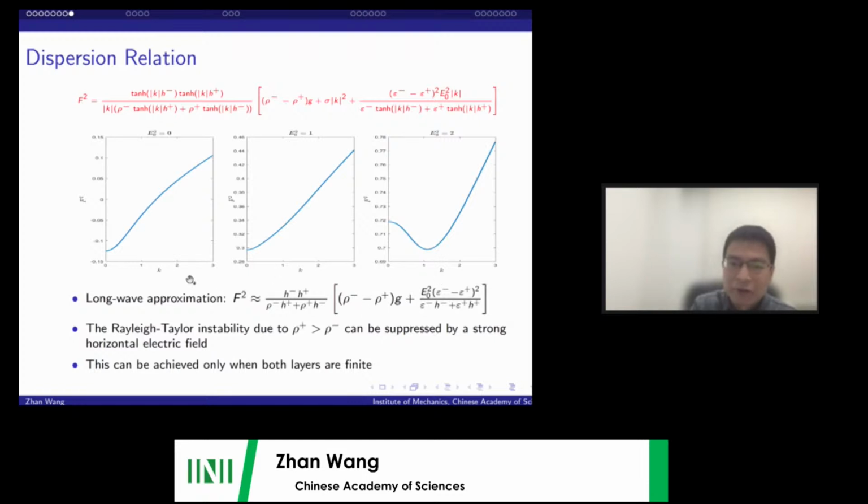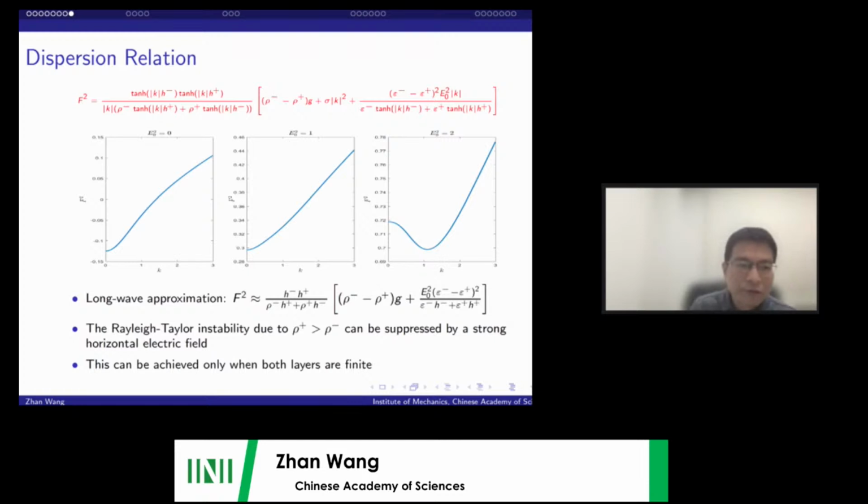The electric field can regularize the Rayleigh-Taylor instability if rho minus is smaller than rho plus, because the second term is positive. In the figures from left to right, the strength of the electric field increases, and they show clearly the stabilizing effect of the electric field. F squared starts from negative and becomes positive. As shown, the Rayleigh-Taylor instability is stabilized for a sufficiently strong electric field.